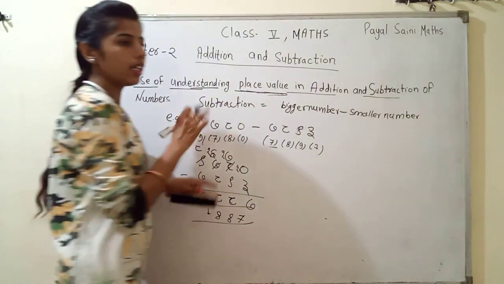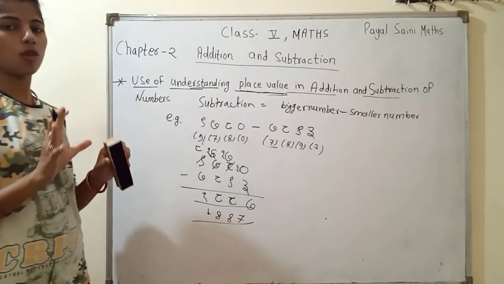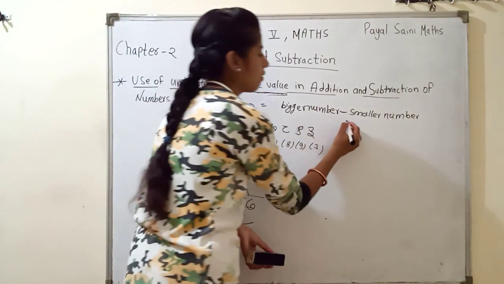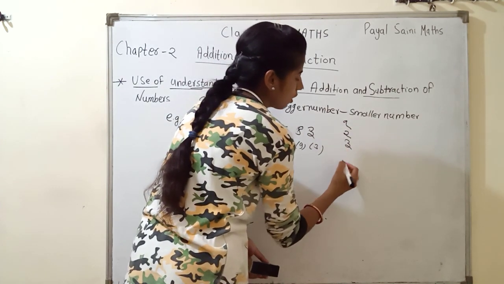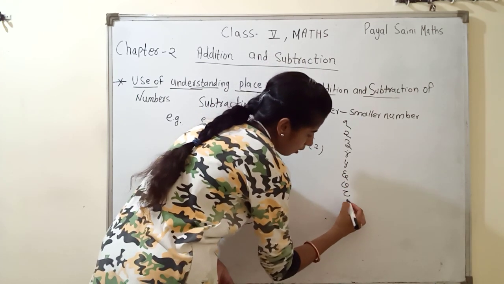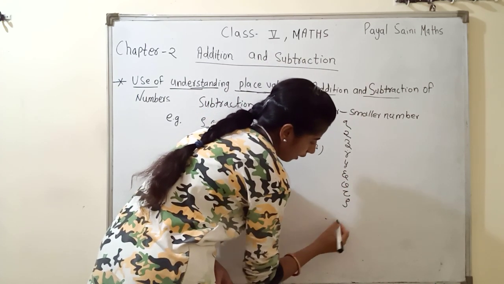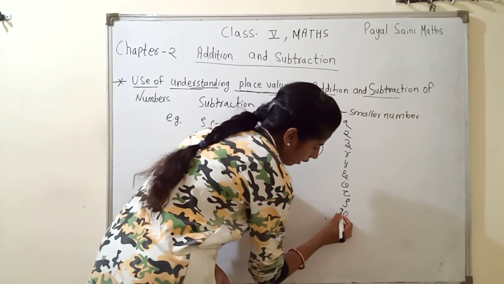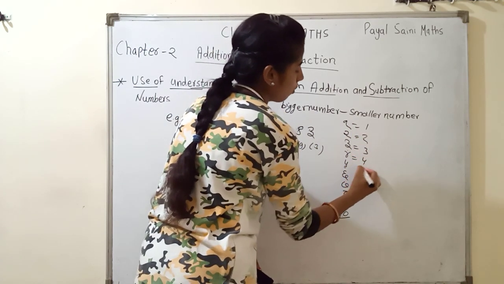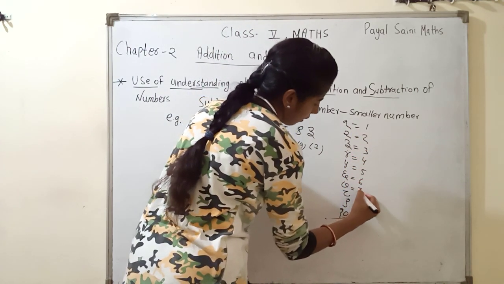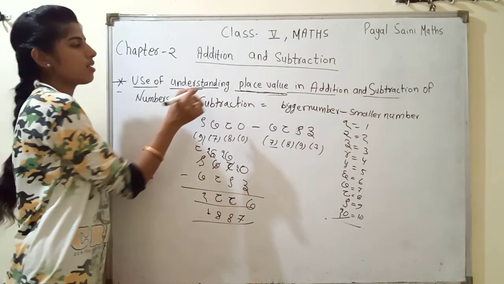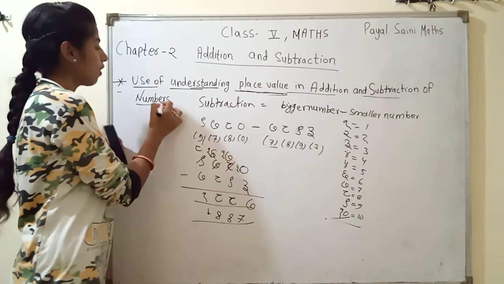Only remember the Devanagari 10 digits, then you can solve any numbers, addition and subtraction. If you remember 1, 2, 3, 4, 5, 6, 7, 8, 9 and 10, like that your first topic, understanding place value in addition and subtraction, is completed.